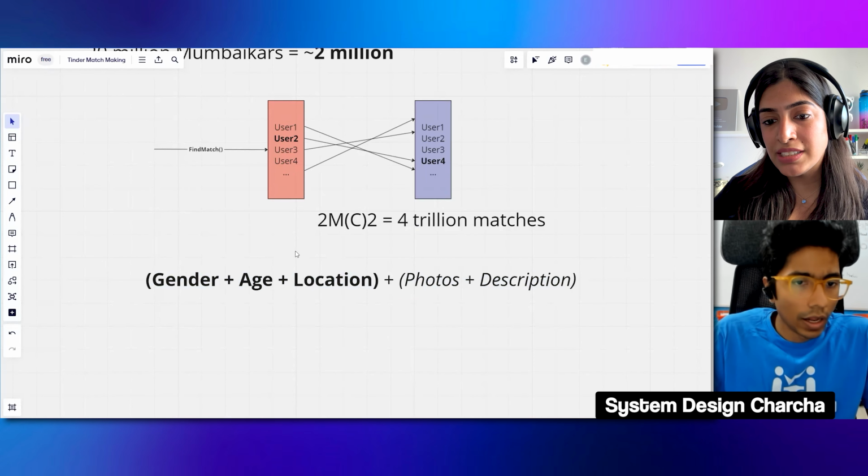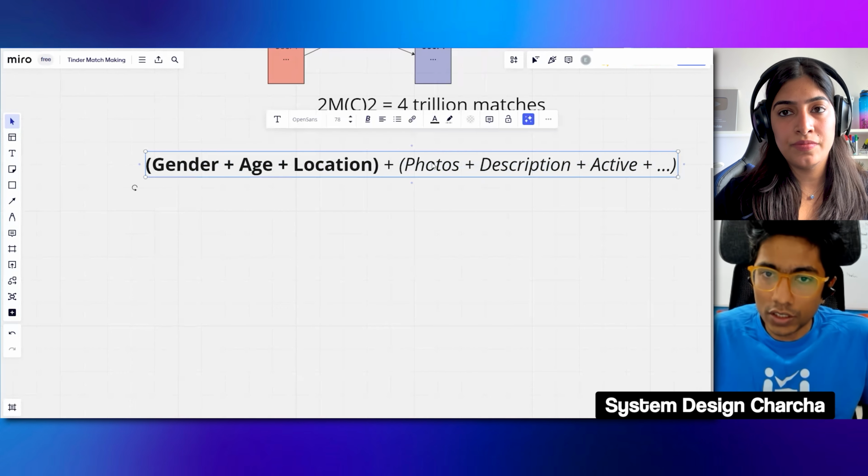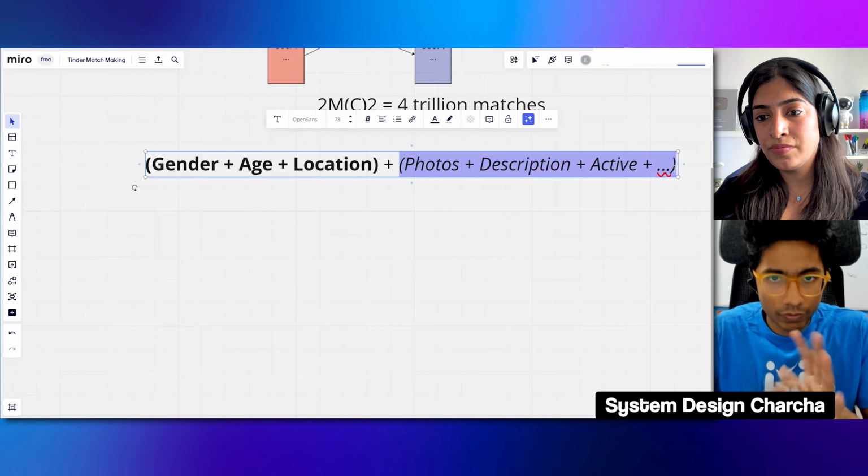Okay, let's also put all of this together. One of the things that happens is photos and description, and then you also have how active this user is, and then other stuff. So these are all like product filters, if you ask me. The product team keeps changing these. Once the others are set, they don't keep changing. This filter is fuzzy.